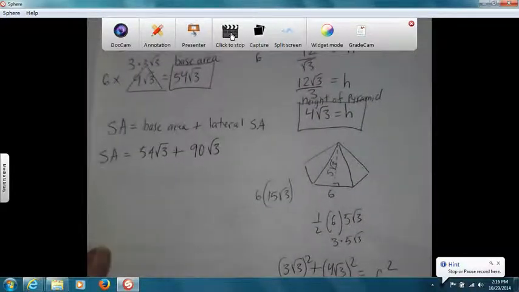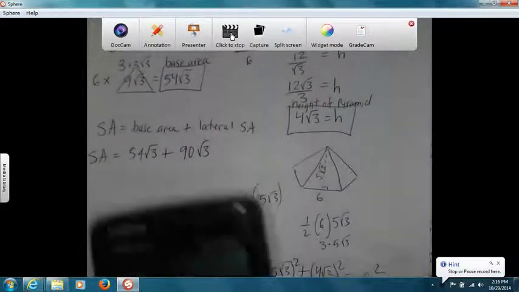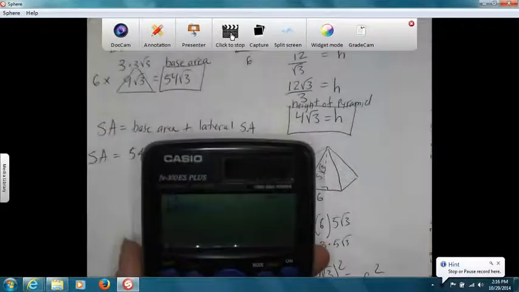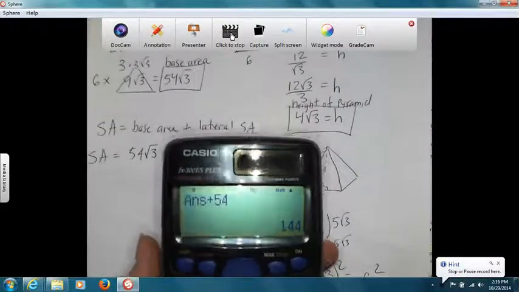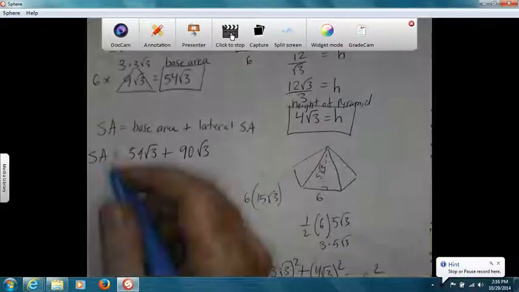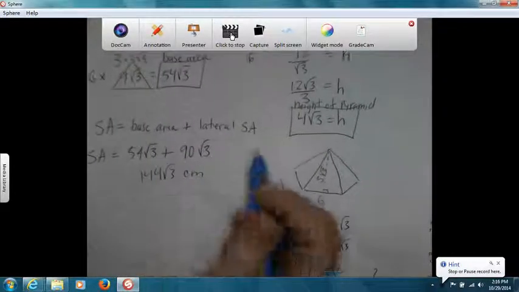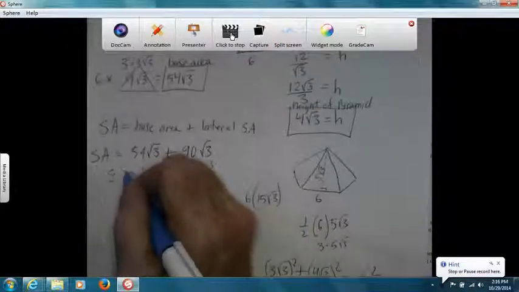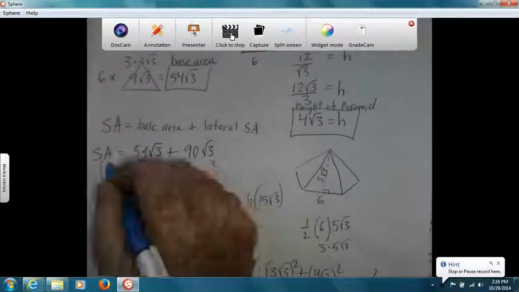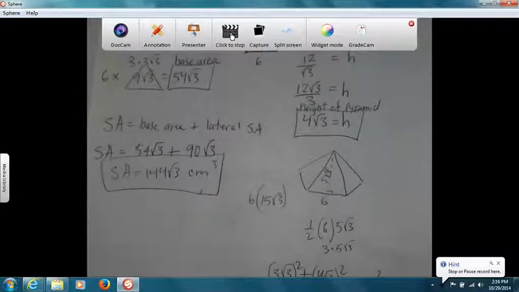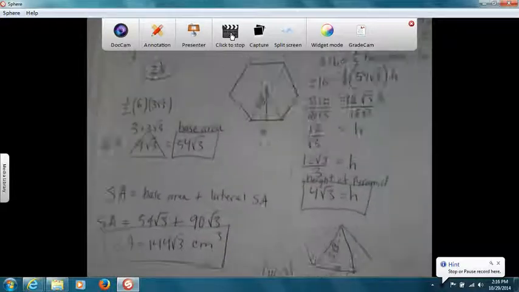And this is the base area. And then if I add the 90 and the 54, then I get 144. So this is 144 root 3 centimeters. They were in centimeters. Centimeters squared. That's the surface area. Ta-da! That was lesson 34, number 28.